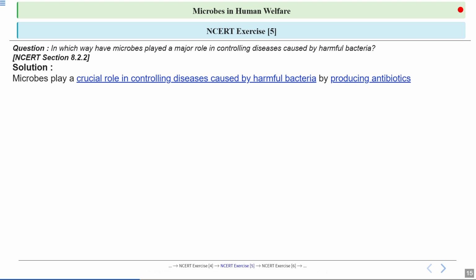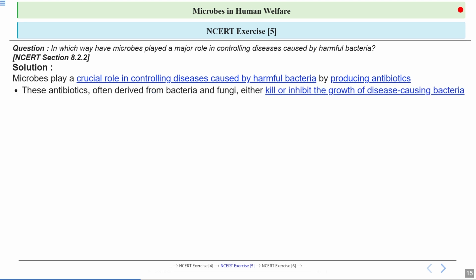Okay, so some of them are antibiotics. They can kill or they can stop the growth of harmful bacteria. Now, these antibiotics, often derived from bacteria and fungi, either kill or inhibit the growth of disease-causing bacteria. So either they kill or they slow down the growth of the bacteria. Example is penicillin. This is antibacterial. This is produced by the fungus Penicillium notatum.